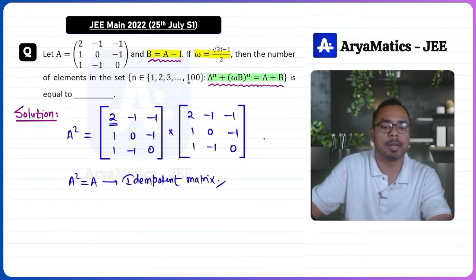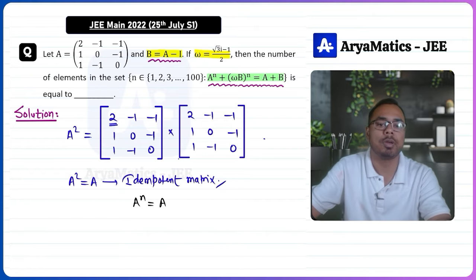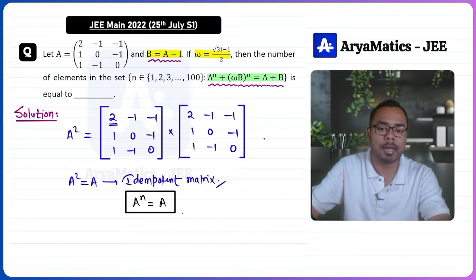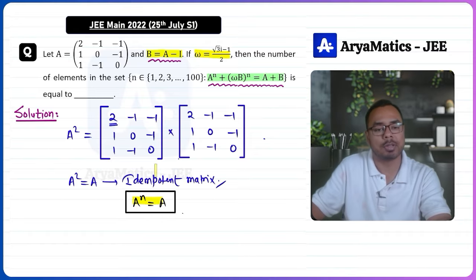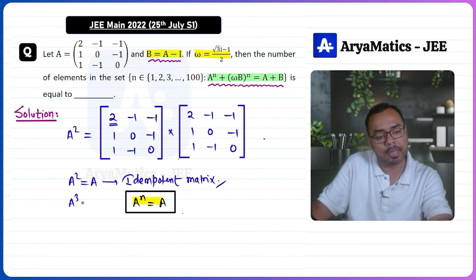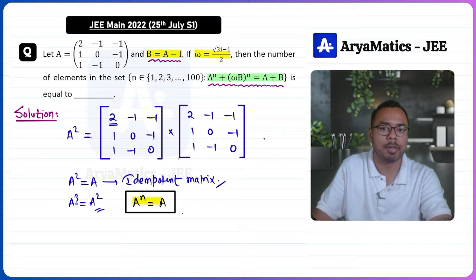In case of an idempotent matrix, A square is matrix A. And if A square is matrix A, then any power of this matrix, A raised to n, will always be A. This is one property of an idempotent matrix, that if A square is A, then A raised to n is also A. Because you can very easily see this: if I have to calculate A cube, it will be A into A square, and A square is A, so this will again become A square, and A square was the same as matrix A.